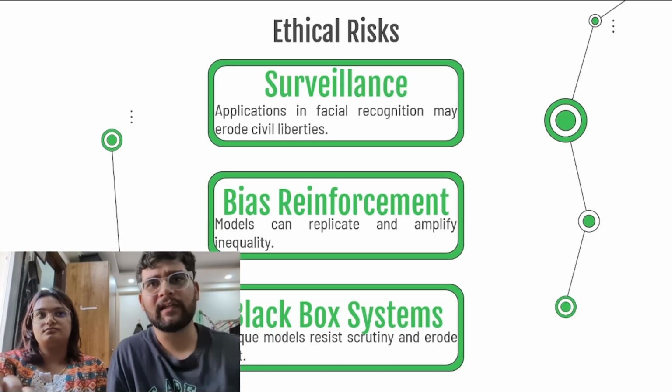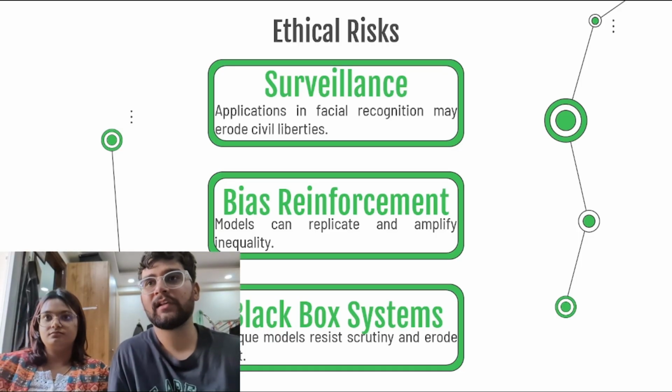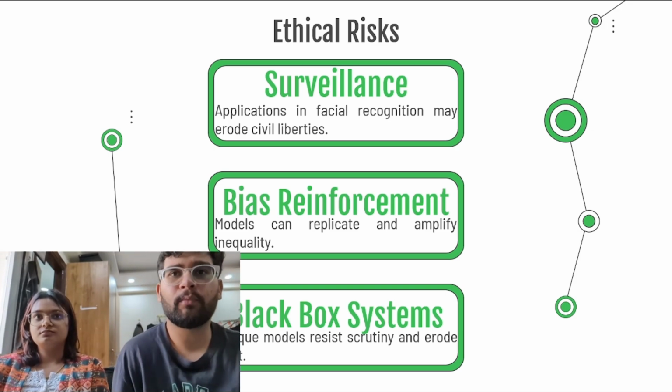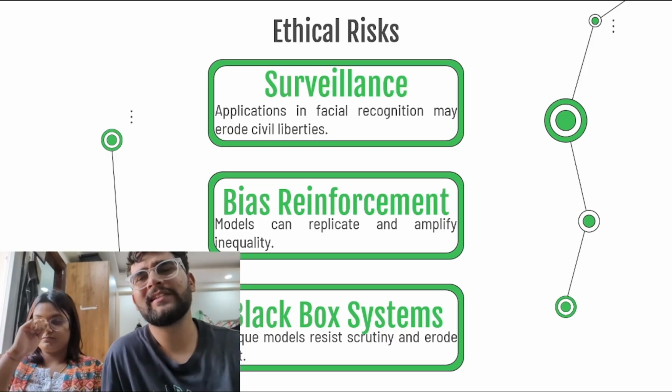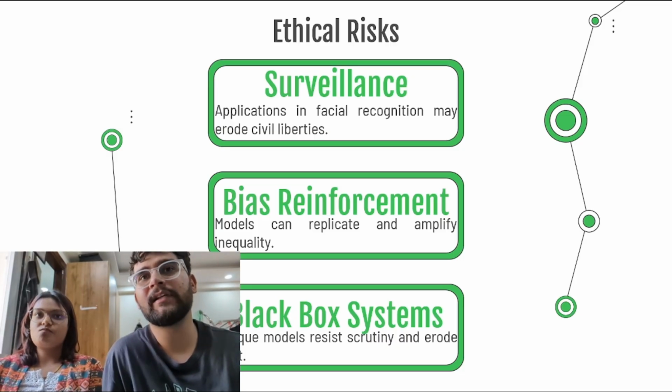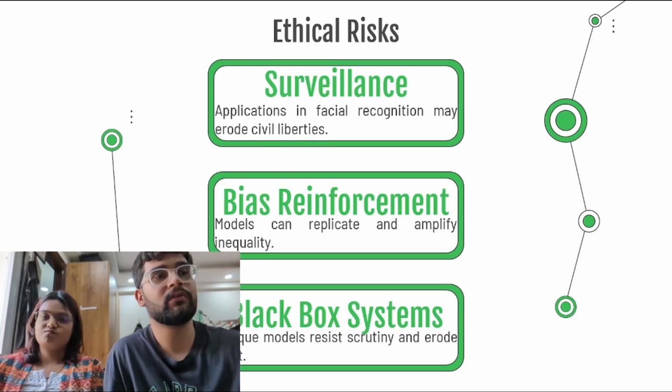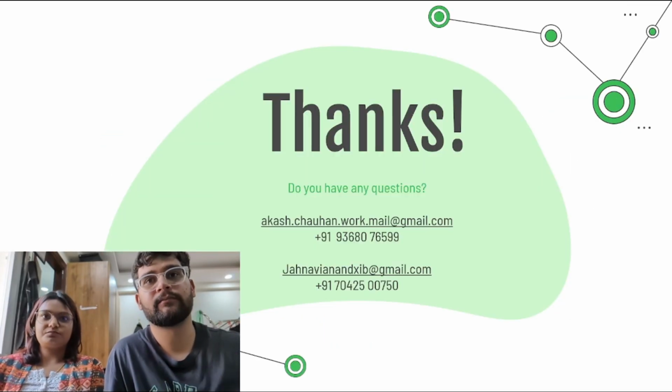Then there are the ethical risks. ML can reinforce biases against vulnerable communities, enable surveillance, and operate as a black box. Transparency, fairness, and accountability must be built into these systems from the start. Otherwise, it would be too late to go back on our tracks.